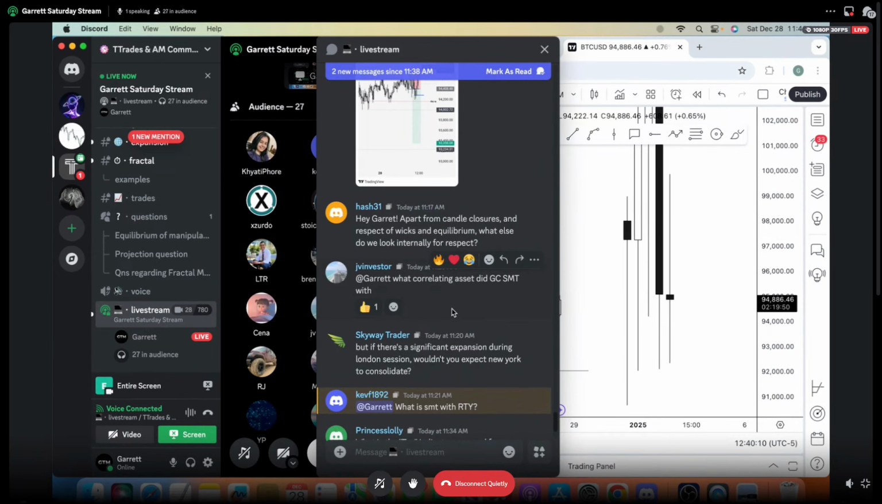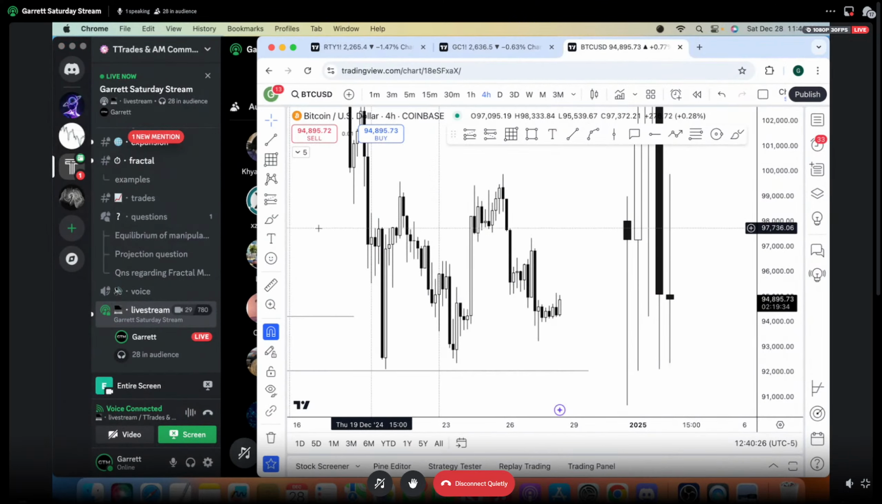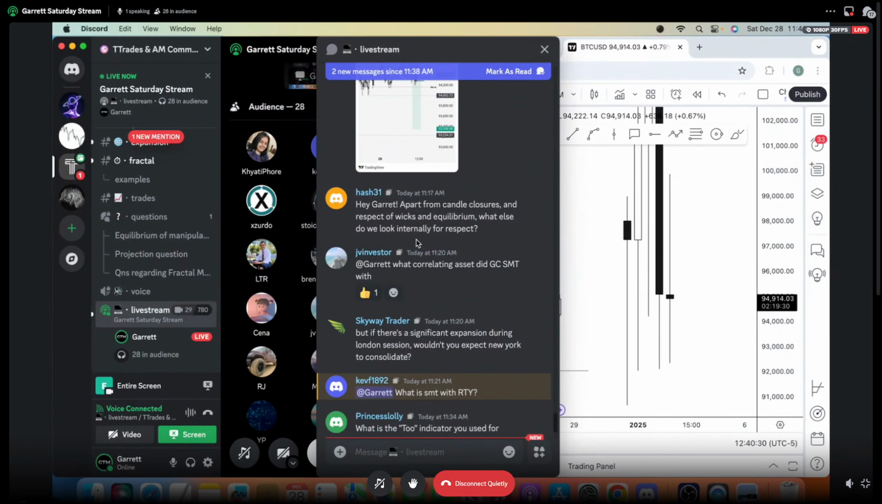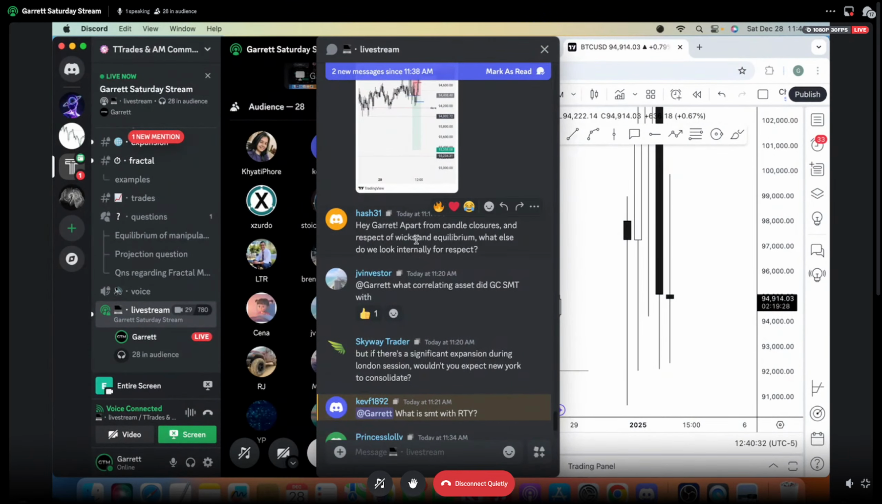Let's get on. Hey Garrett, apart from candle closures in respect of wicks and equilibrium, what else do we look for internally for specs? Candle closures. Okay, so you mean as far as anything that helps with bias in a sense? So closures help with bias with respects to equilibrium, candles and stuff like that.